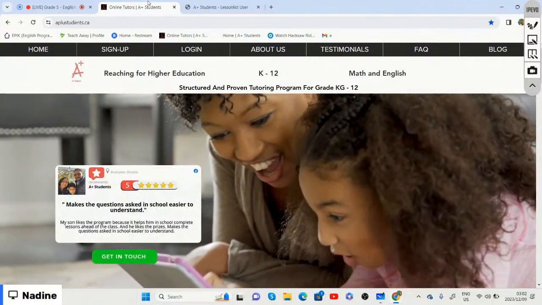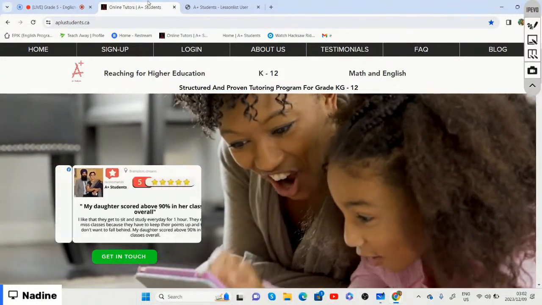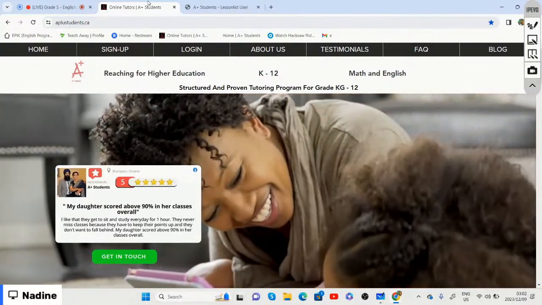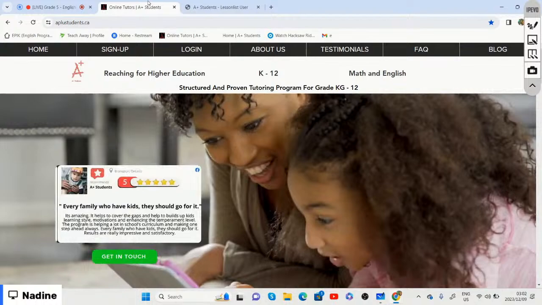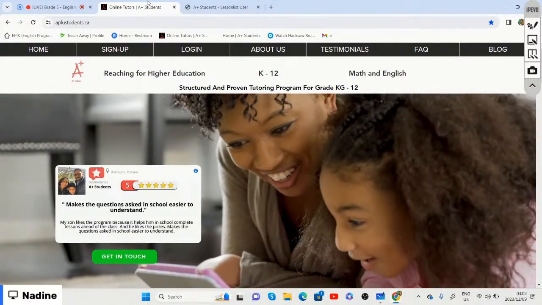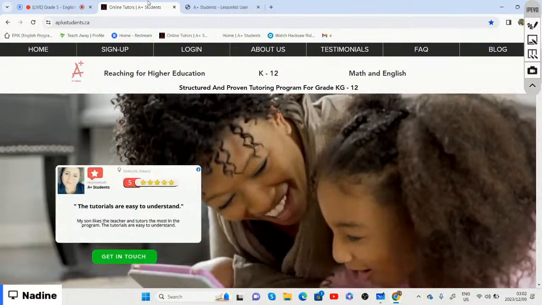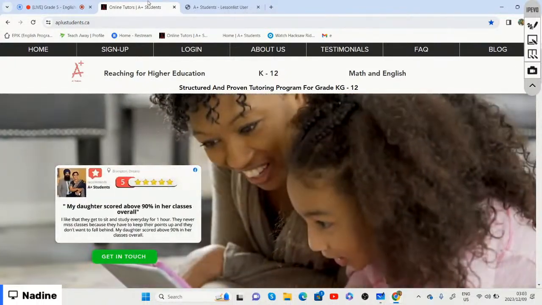Today we'll be doing our grade 5 English lesson on context clues. And before we start with our lesson on context clues, we're going to log into aplusstudents.ca.